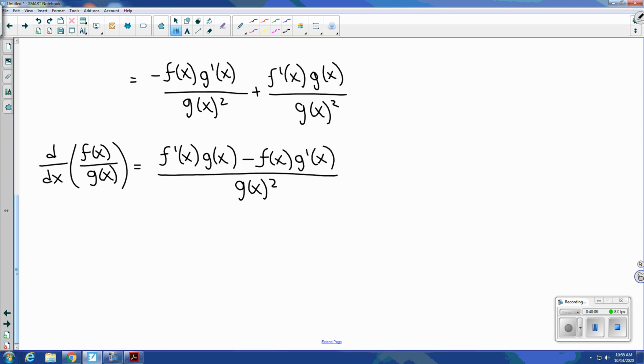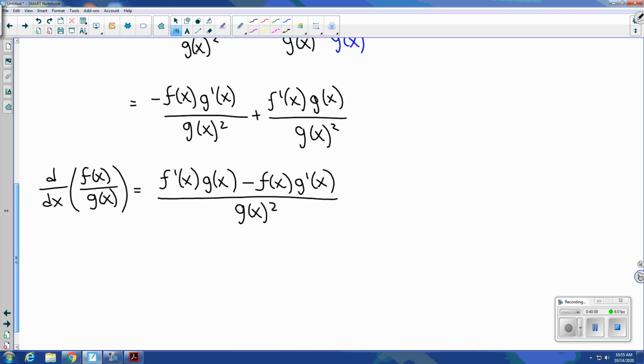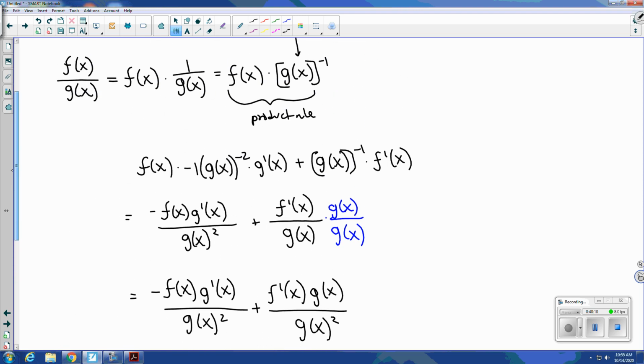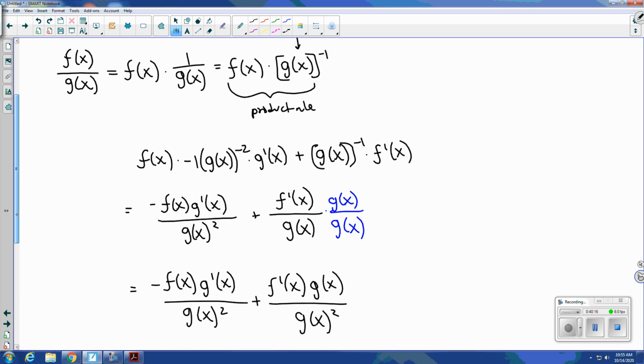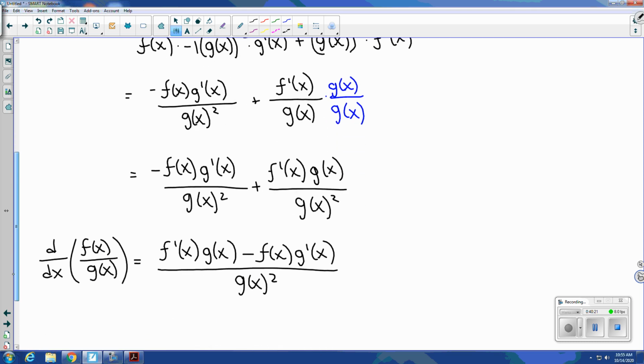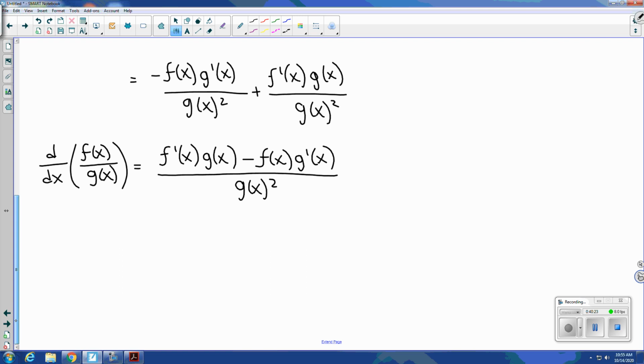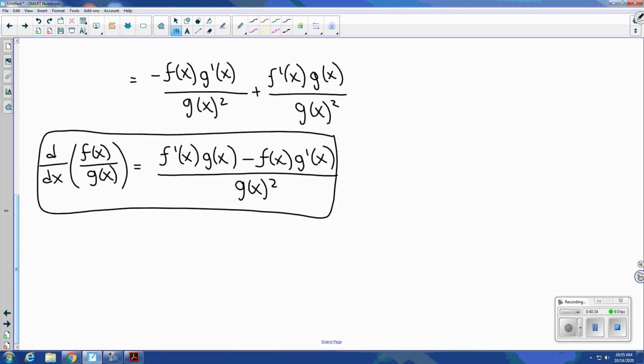Again, how is that found? Well, quotients can be rewritten as products. When we reformatted, I moved the 1 over g of x expression into a power function so that I could use power rule when I went through the product rule. And when I used power rule, there was a composition there, which is the trick. You have to notice that. And composition requires chain rule. So those are all the rules. Again, here's your quotient rule that we've discussed so far.